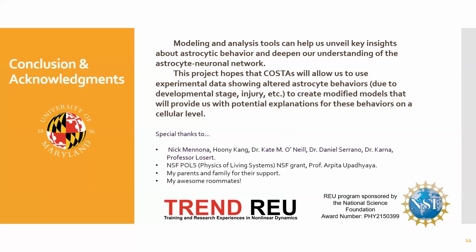So the value of my research was that my modeling and analysis tool can help us unveil key insights about astrocyte behavior and deepen our understanding of the astrocyte neuronal network. COSTIS will allow us to use experimental data showing altered astrocytes, and this can be due to developmental stage or even injury, to create a modified model that will provide us with potential explanations for these behaviors on a cellular level. So essentially, all that to say, models or projects like these can help put us a step forward in understanding cognition itself, even if it's a small step forward.